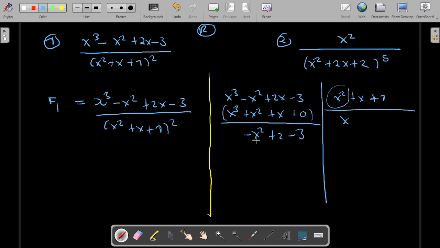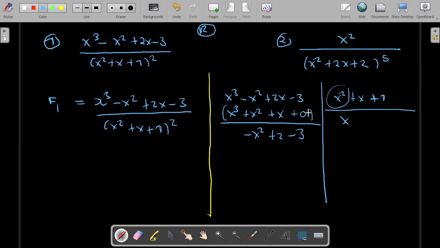Now the idea is that we're going to continue dividing until we find a polynomial whose degree is going to be strictly less than the degree of the divisor. In this case, the degree has to be strictly less than 2. Now here we found a polynomial whose degree is equal to 2, and so equal to the degree of the divisor. So we continue dividing, right?